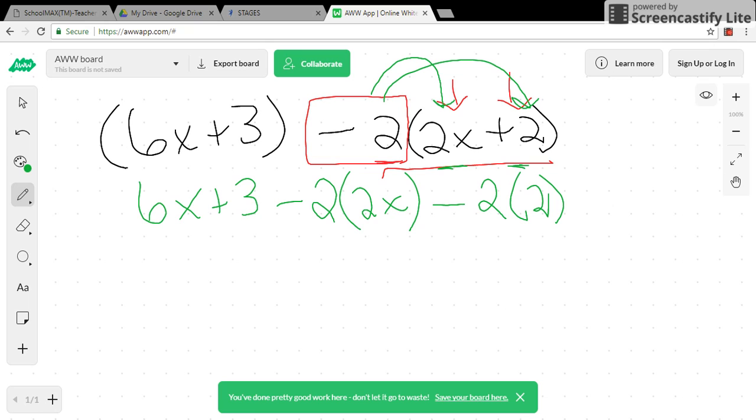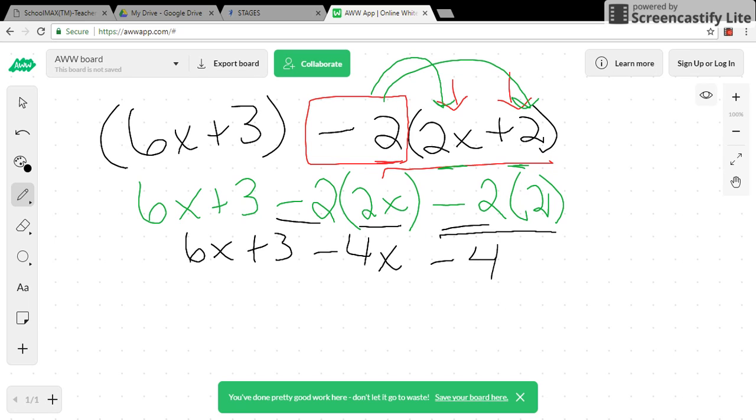So this is the biggest error that I've been seeing the class make, is that the second one is turning into an addition problem. After this, I have not seen as many errors. You can just multiply out. So 6x plus 3, a minus 2 times a positive 2 is minus 4x, and a minus 2 times a positive 2 is a minus 4.